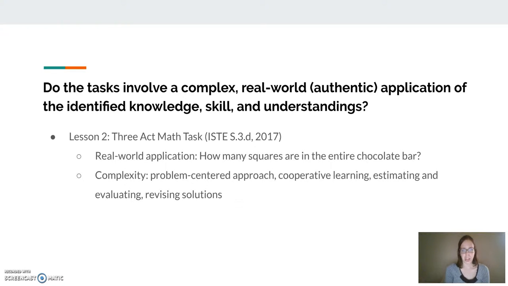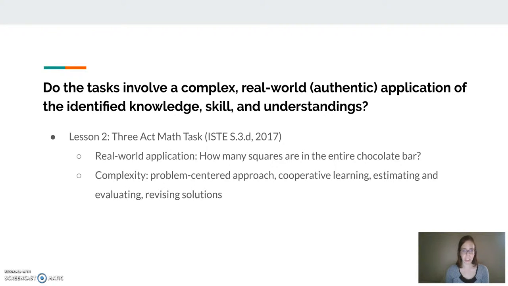To answer the question of whether the tasks involve complex real world application of the identified skills, I would say 100%, especially my second lesson that involved the 3-act math task was all about this. I mean, that's the point of these math tasks, is to present students with a real life situation and problem through videos and images, and have them, as a class, formulate questions about it, and then use our problem solving and reasoning skills.